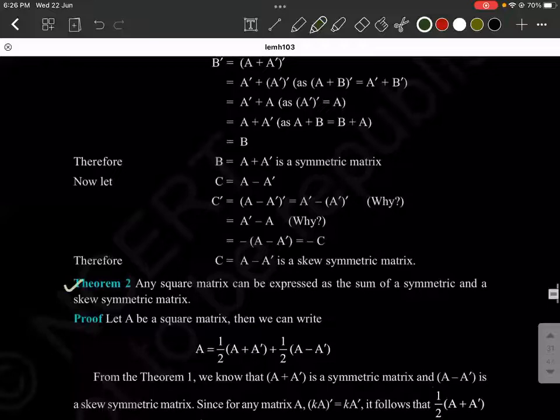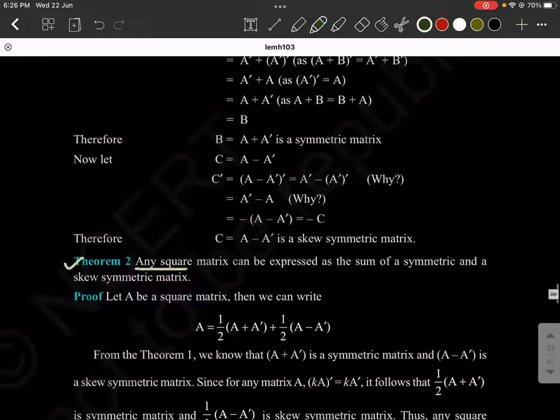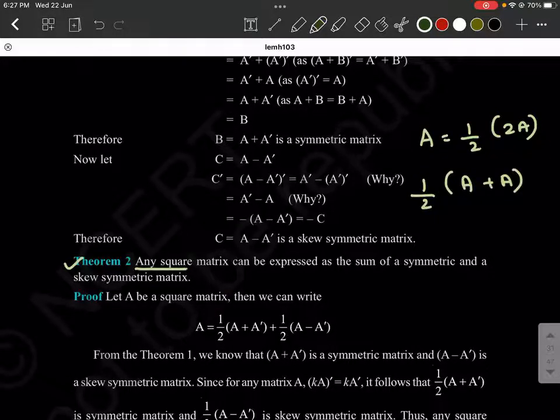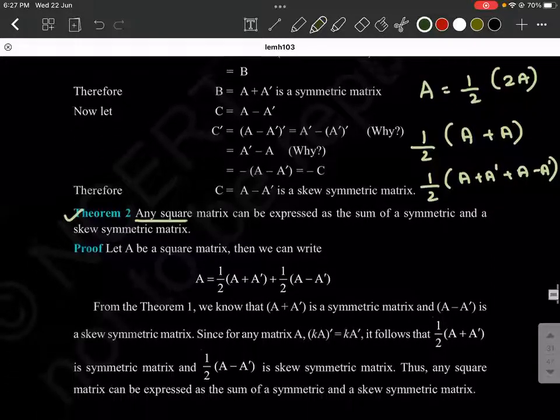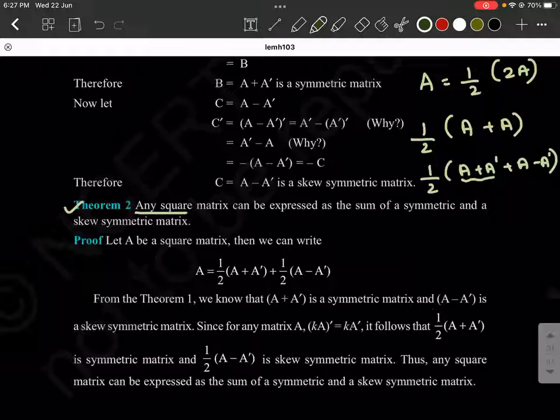The next theorem that we are going to discuss is, if you take any square matrix, then you can always express that square matrix as the sum of a symmetric and a skew symmetric matrix. So how can you do that? If I have the matrix A, can I write this matrix as half into 2A? Correct? So can I write this as half into A plus A? Then can I write this as half into A plus A transpose plus A minus A transpose, meaning I'm adding A transpose and subtracting A transpose, so that A plus A transpose is always symmetric according to theorem number 1, and A minus A transpose is always skew symmetric according to the same theorem number 1.